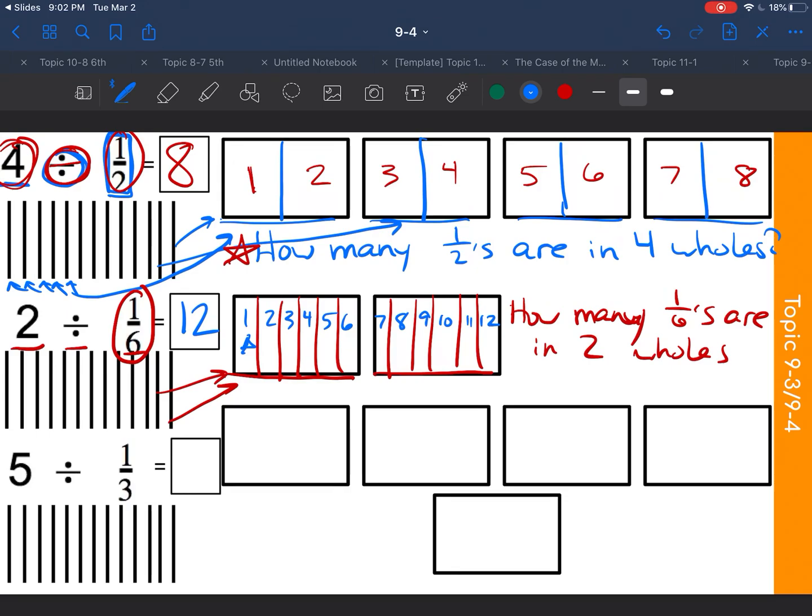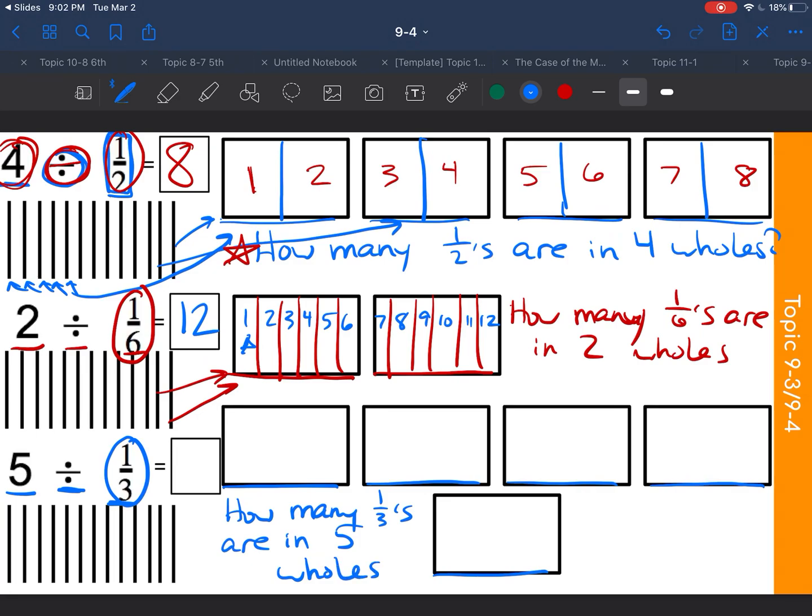Okay? And the very last problem is 5 holes divided by 1/3. So again, you have 5 holes already drawn for you. And how many sections are we going to split each hole into? Well, we're dividing by thirds. So we're going to split each hole into thirds because we're trying to figure out how many thirds are in 5 holes.